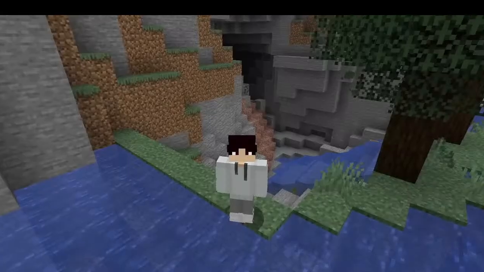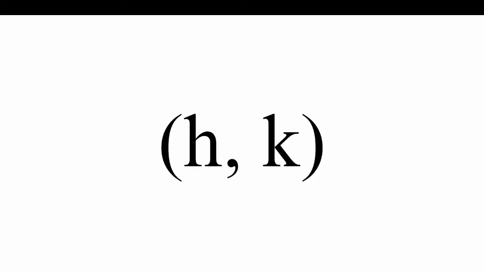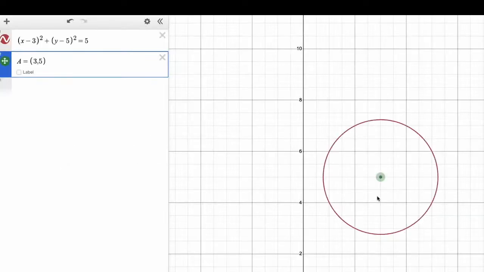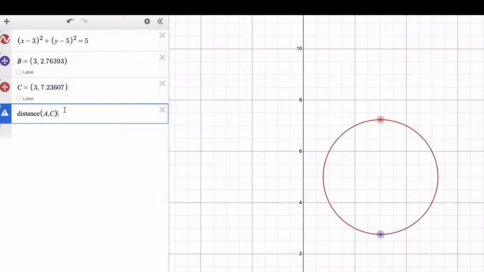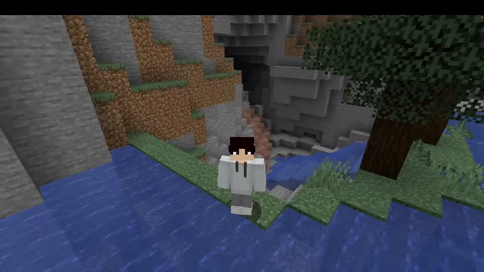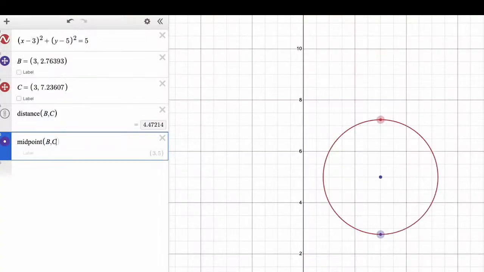Circles. The equation for a circle is (x minus h) squared plus (y minus k) squared equals r squared. (h, k) is the center of the circle and the radius is equal to r. There's a bunch of things you can do with this. If you take the farthest away points on the circle and use the distance function, you can find the full diameter of the circle, meaning how far the circle is from each side to each side. If you use the midpoint formula on the exact same points, you can find the center of the circle.